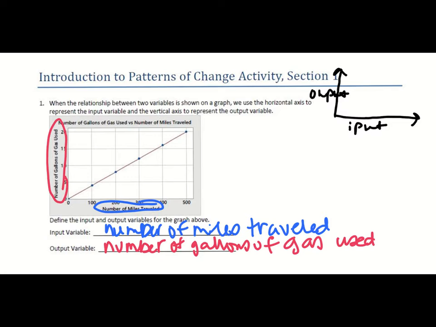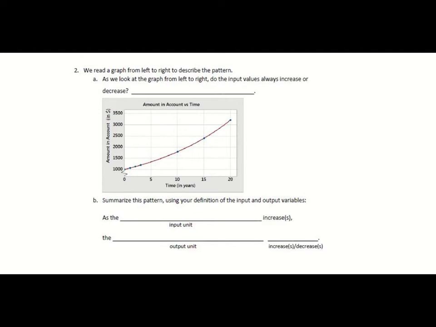Okay, so that is our input and our output. Another thing we're going to look at is, as we read a graph from left to right, we're also going to describe the pattern. We're always going to look at what the input does, and describe what the output does.